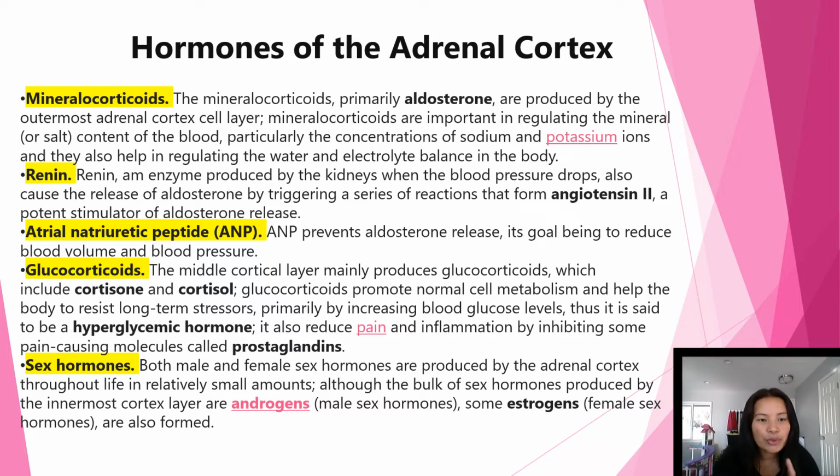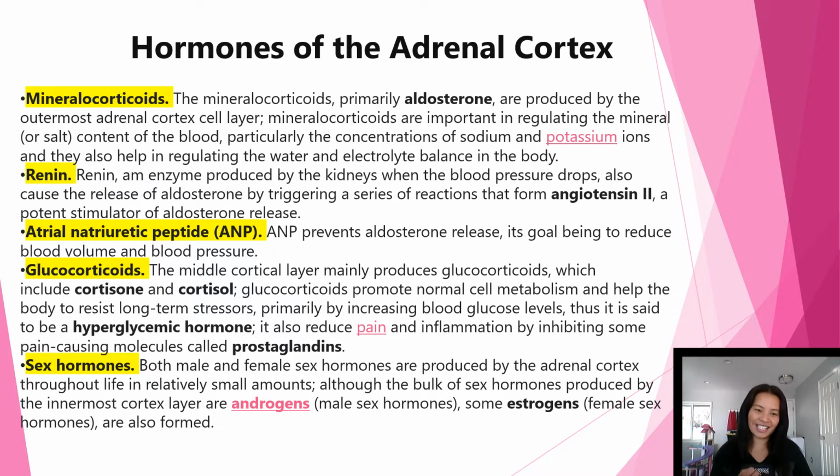The first one is the mineralocorticoids. The mineralocorticoids, primarily aldosterone, are produced by the outermost adrenal cortex cell layer. Mineralocorticoids are important in regulating minerals such as the salt content of the blood, particularly the concentrations of sodium and potassium ions, and they also help regulate the water and electrolyte balance of the body.